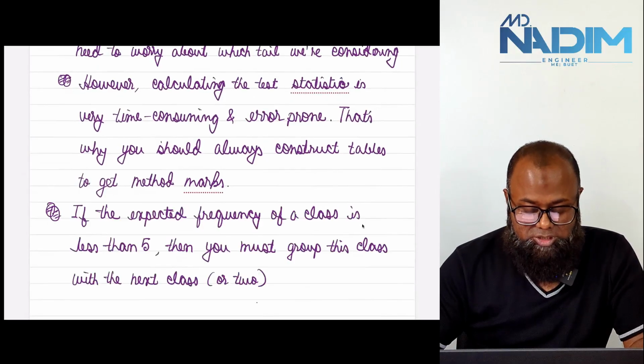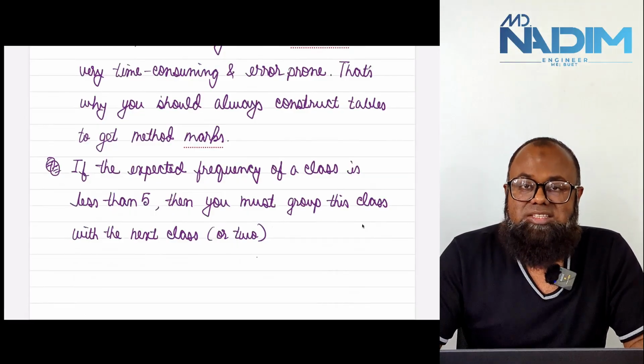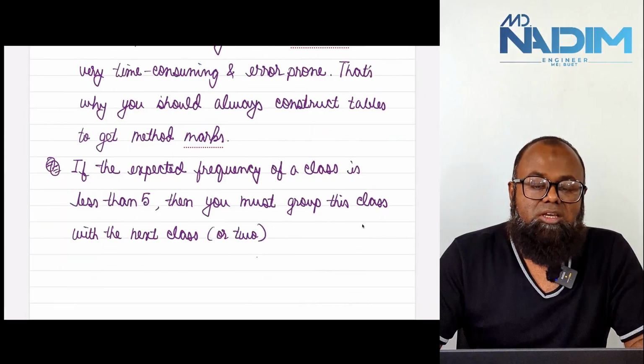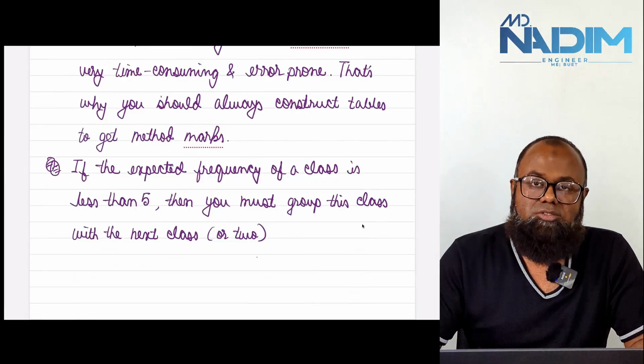The next point is, if the expected frequency of a class is less than 5, if the value of E comes less than 5, then you must group this class with the next class or two.